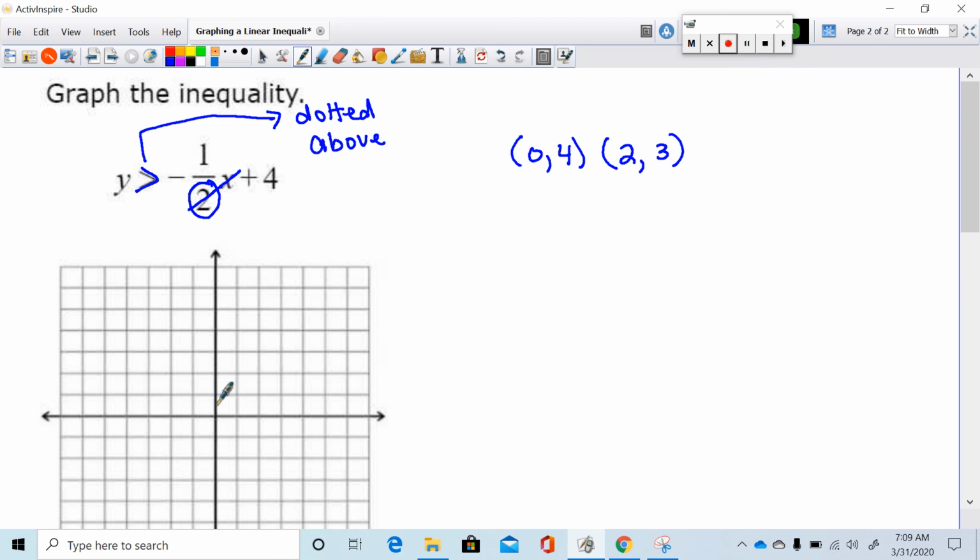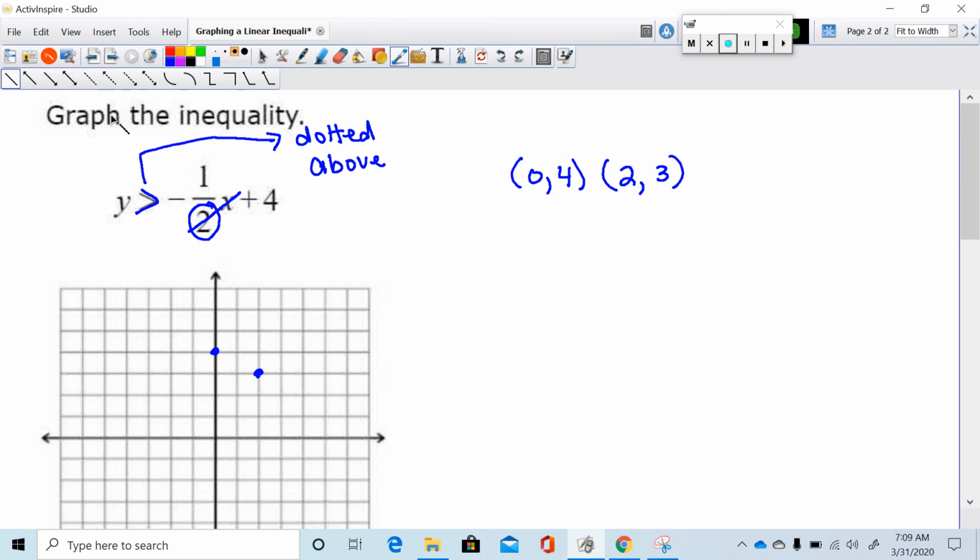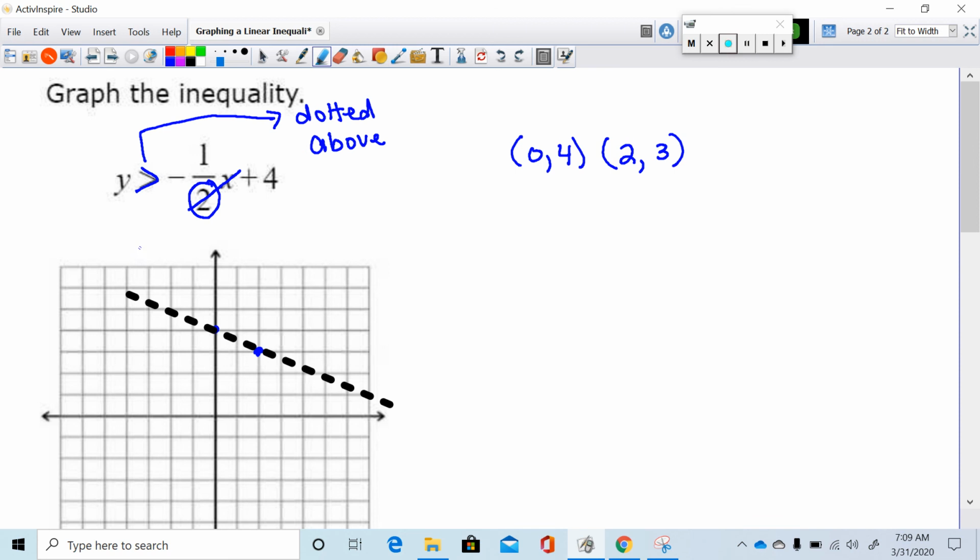Okay, so 0, 4; 1, 2, 3, 4; 2, 3. I said I'm using a dotted line, and that I'm going to color above the line because it's greater than.